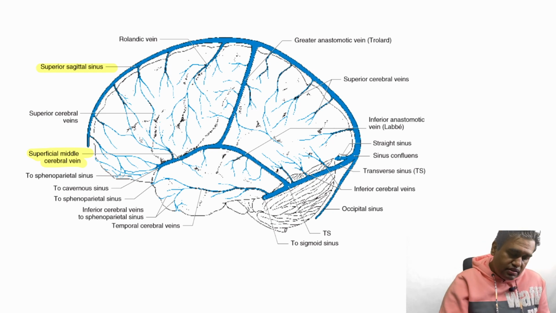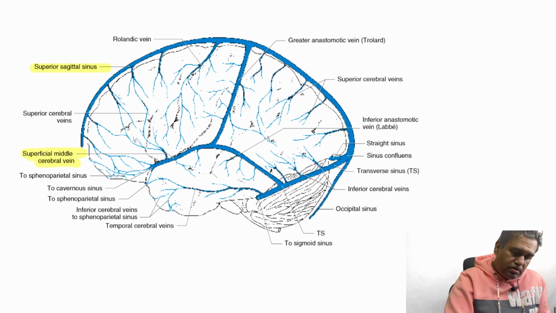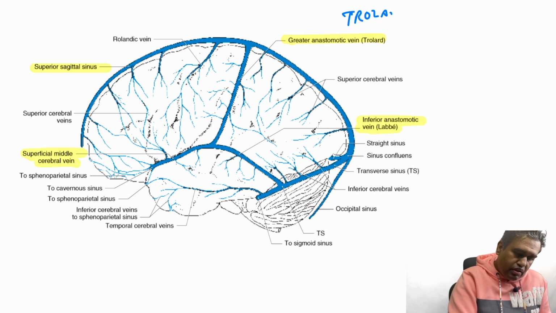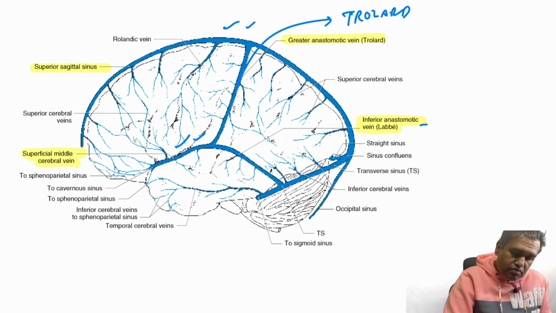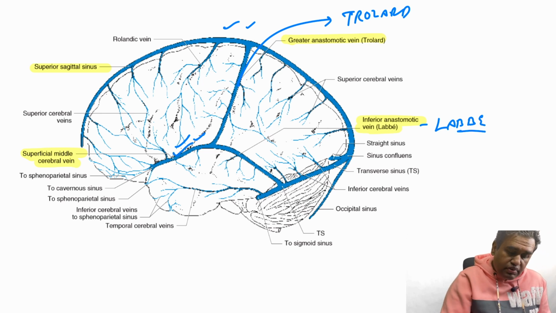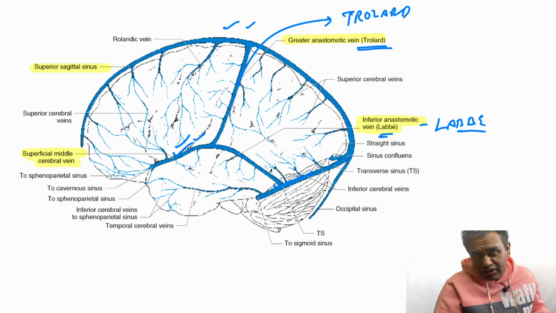Then there are two other things in this image that you need to know. What are those? Trolard and Labbé. What are these? There is a great anastomotic vein of Trolard over here. What is it written? Trolard. This one is the Trolard, right? It is connecting the superficial middle cerebral vein to the superior sagittal sinus. And then there is the inferior anastomotic vein of Labbé. It is connecting the superficial middle cerebral vein to the transverse sinus over here. Okay, so remember these two names also, Trolard and Labbé, they might be asked.